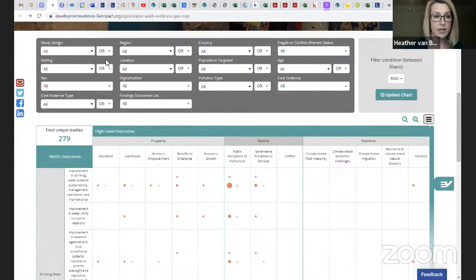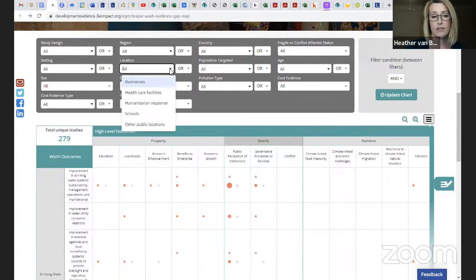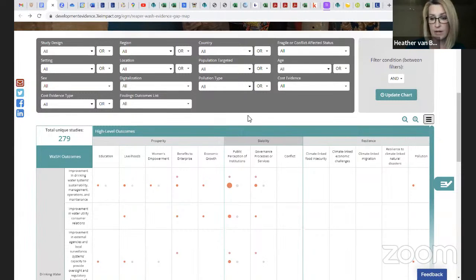We also have some filters here where you can look at settings. There's rural, urban locations. There's specific locations, so you can look at WASH within businesses. So some of those may relate to some of your private sector questions, healthcare facilities, schools, other locations, things of that nature. And just for anyone, generally you can filter the map according to specific vulnerable populations. You can look at geographic locations. Any specific topic of interest or focus you have within the WASH community, I'd recommend just playing around with these filters a little bit and then engaging with the studies that come up in the results.